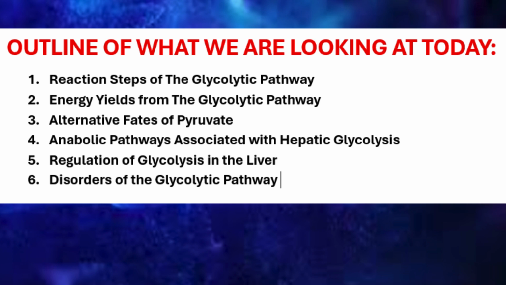1. Reaction steps of the glycolytic pathway. 2. Energy yields from the glycolytic pathway. 3. Alternative fates of pyruvate. 4. Anabolic pathways associated with hepatic glycolysis. 5. Regulation of glycolysis in the liver. This includes the hormonal regulation of glycolysis, the regulatory enzymes, and the key activators and inhibitors of hepatic glycolysis. 6. Disorders of the glycolytic pathway.